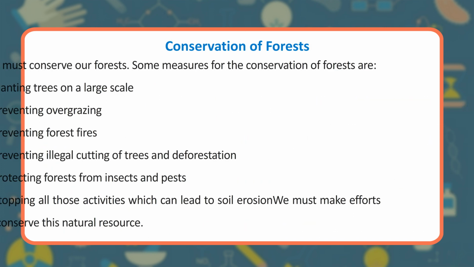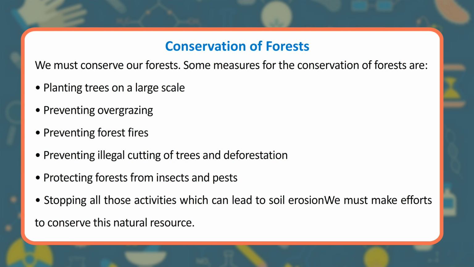Conservation of forests. We must conserve our forests. Some measures for the conservation of forests are planting trees on a large scale, preventing overgrazing, preventing forest fires, preventing illegal cutting of trees and deforestation, protecting forests from insects and pests, stopping all those activities which can lead to soil erosion. We must make efforts to conserve this natural resource.